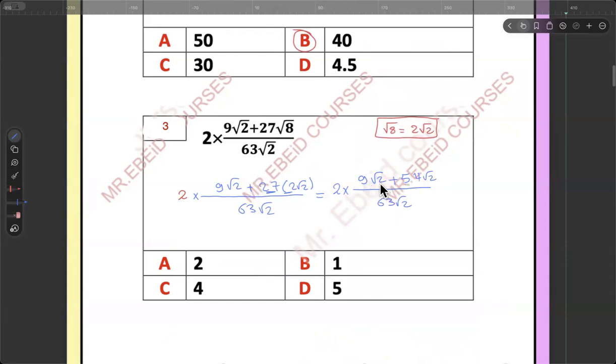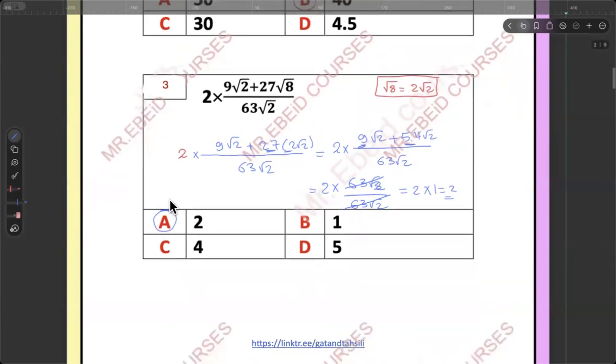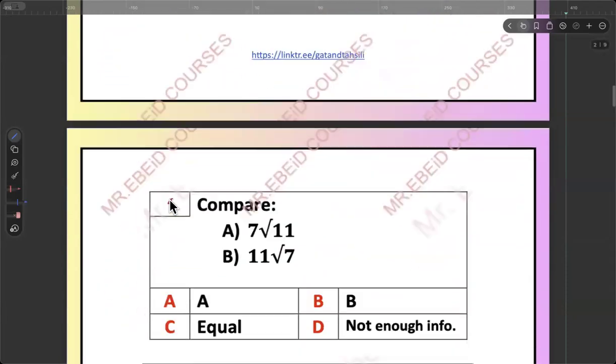Now we can add this. We have in the numerator 9 plus 54, which will be 63 root 2. Now we have in the numerator 63 root 2, and in the denominator we have 63 root 2. We can cancel them together. So the answer is 2 times 1, which equals 2, which is 8. Let's move to question 4.